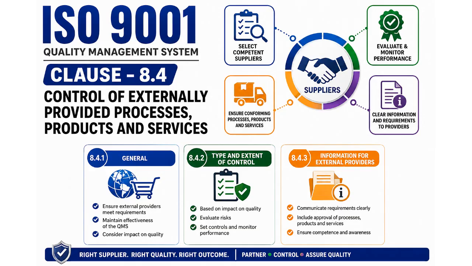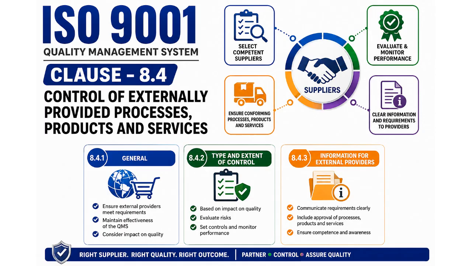The organization must assess potential risk associated with external providers and determine appropriate verification or inspection activities to confirm conformity. Monitoring supplier performance and evaluating the effectiveness of their controls are essential for maintaining product quality and operational consistency. For every organization, strong external provider control is vital for minimizing supply chain risk, ensuring compliance, and maintaining customer satisfaction.